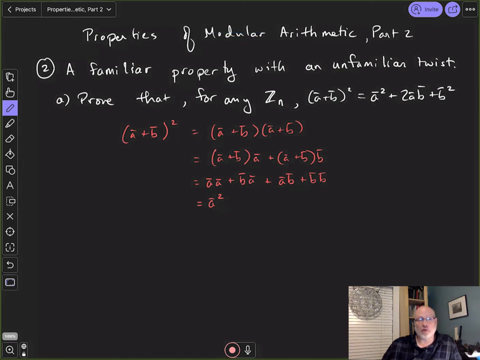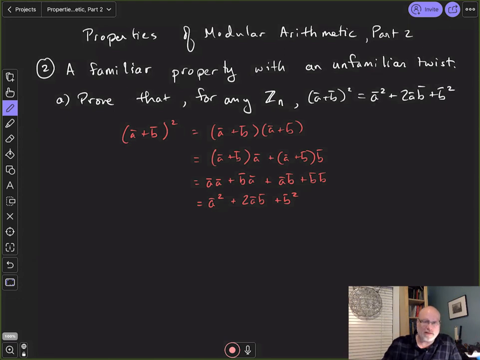And if you remember, just from looking at our table, we know that multiplication is commutative. So b times a and a times b are the same thing. So I can combine those and group them together and get to ab. And then same thing, b squared for b times b. So essentially what we've got here is exactly what we know from algebra. And we've shown that this particular property is also true when we're dealing with modular arithmetic, when we're dealing with z sub n.